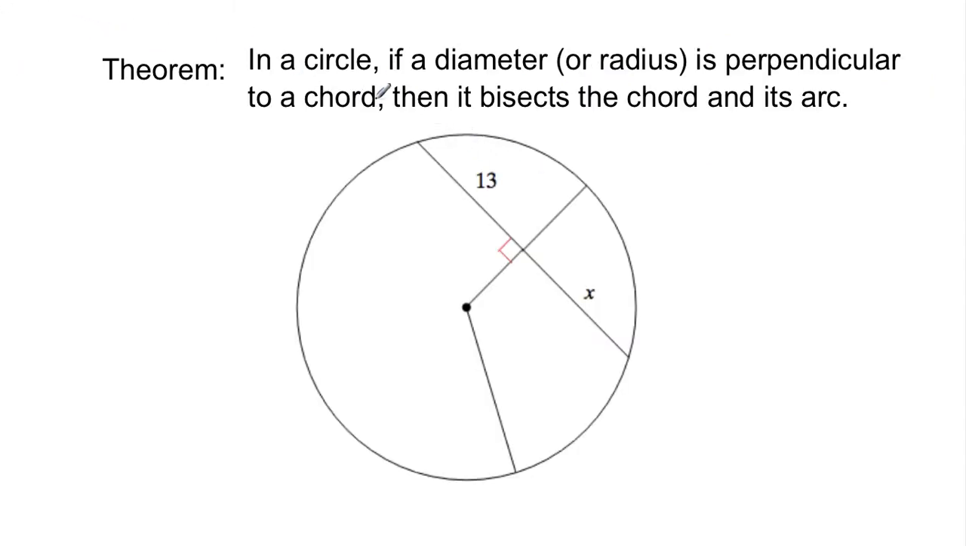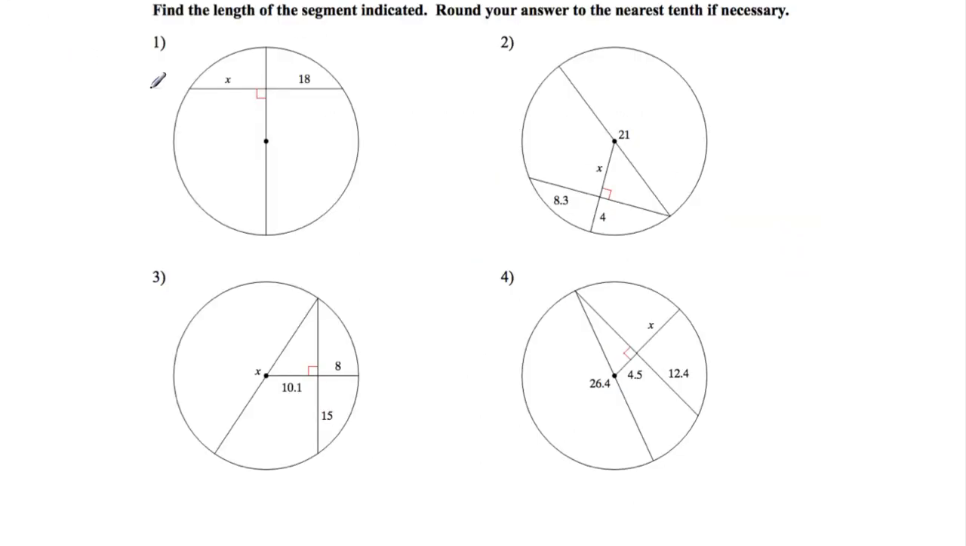So the first theorem we're going to look at is that in a circle, if a diameter or radius, because a radius is just half a diameter, is perpendicular to a chord, then the chord is bisected, and so is the arc. So here we have a nice radius. And we have this chord, which doesn't go through the center of the circle. Because it is perpendicular to the radius, that means that the chord is bisected, so x is equal to 13. That is a key problem, and it will help us with stuff like this.